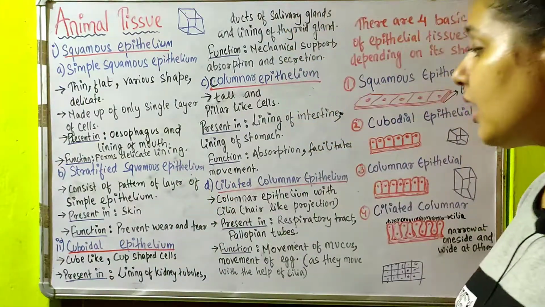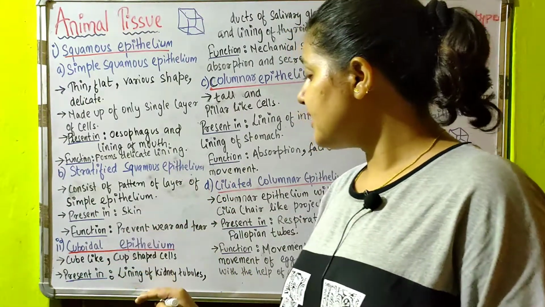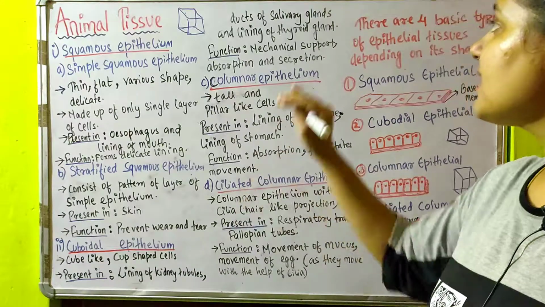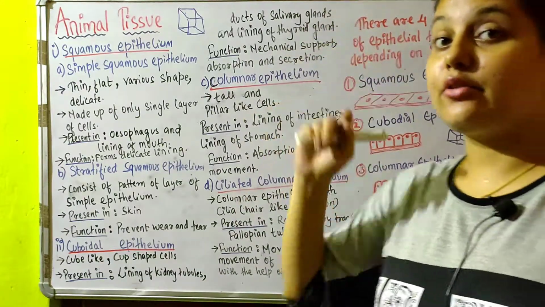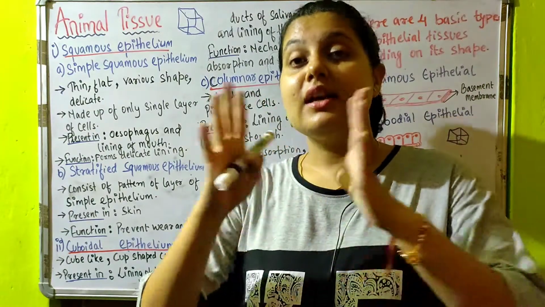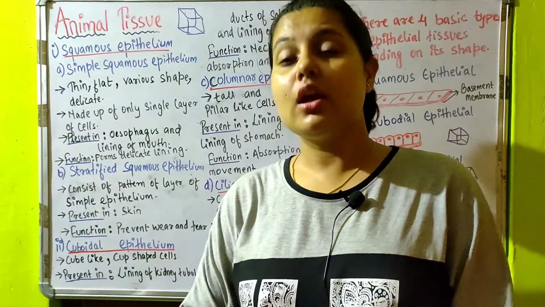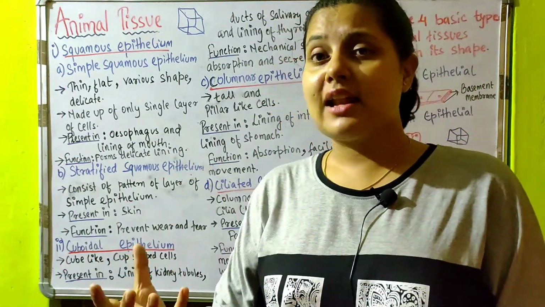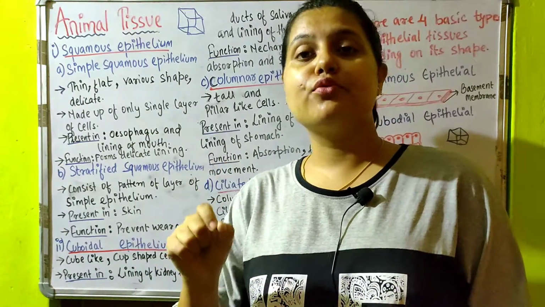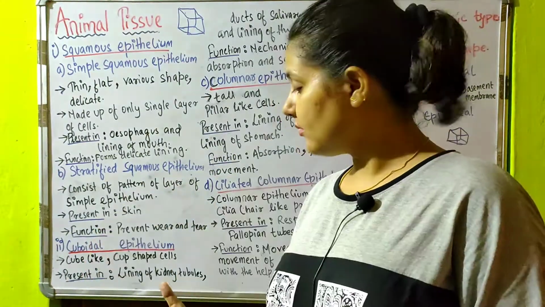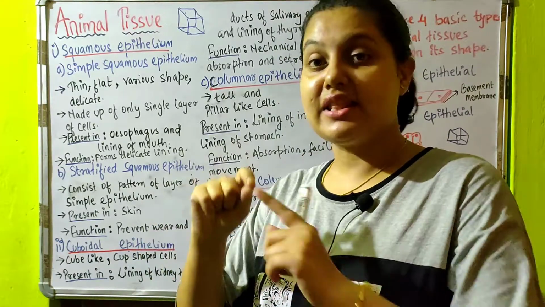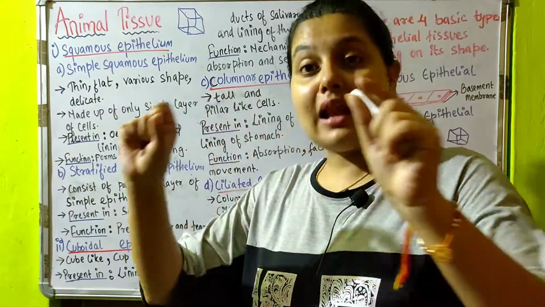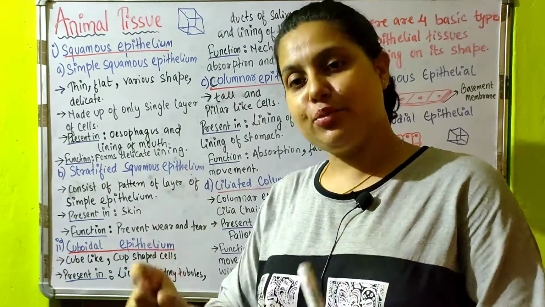Now you see they are present in the lining of kidney tubules, ducts of salivary glands, and the lining of the thyroid gland. They are present in the lining of the glands. Now what are glands? Glands are structures which pour out secretions. And kidney tubules are the units of kidneys, and they are present in the lining of the kidney tubules.